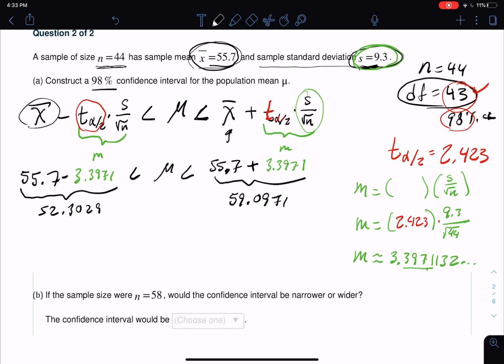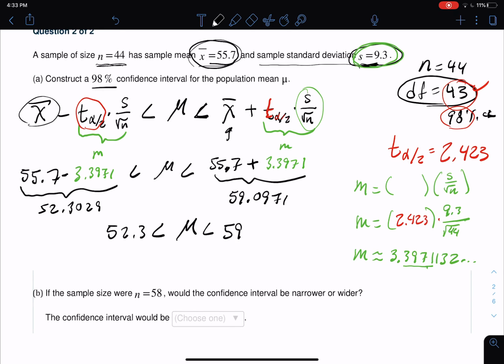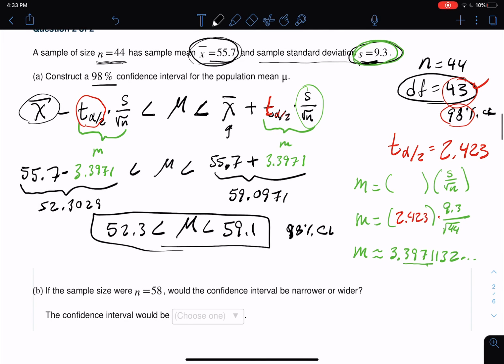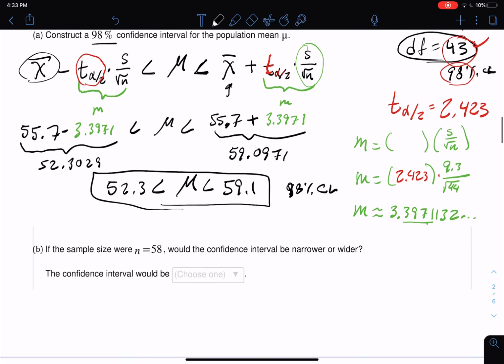Does it say to round it to something? I don't know. It doesn't say it here, so you can write in whatever level of accuracy you want. I think for some reason they dropped it down to tenths. So 52.3 is the lower bound. So mu is greater than 52.3 and mu is less than, rounded, 59.1. And this is for what? This is for a 98% confidence level. I gotta hurry, the battery's dropping out on me here.